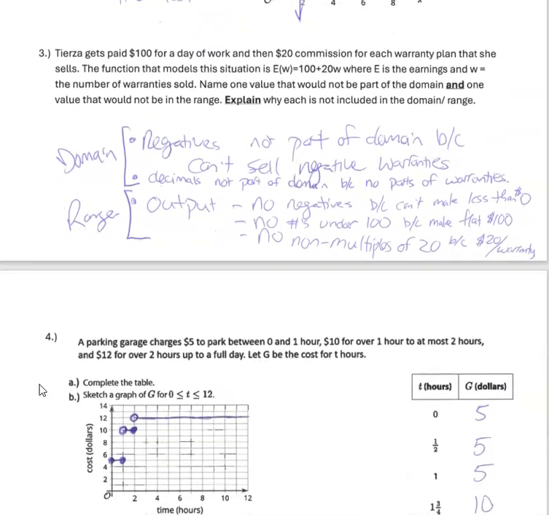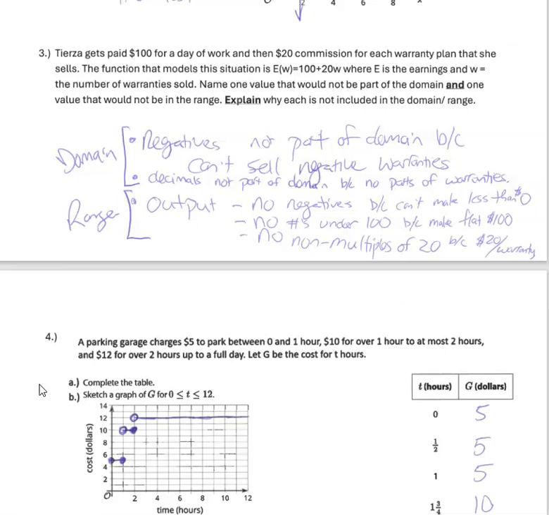Next one is a little bit of a review. It says Tirza is paid $100 for the day and then $20 commission for each warranty plan that she sells. The function modeled is E of W equals 100 plus 20W, where E is the earnings, W is the number of warranties sold. Name one value that would not be part of the domain and one value that would not be part of the range and explain why.